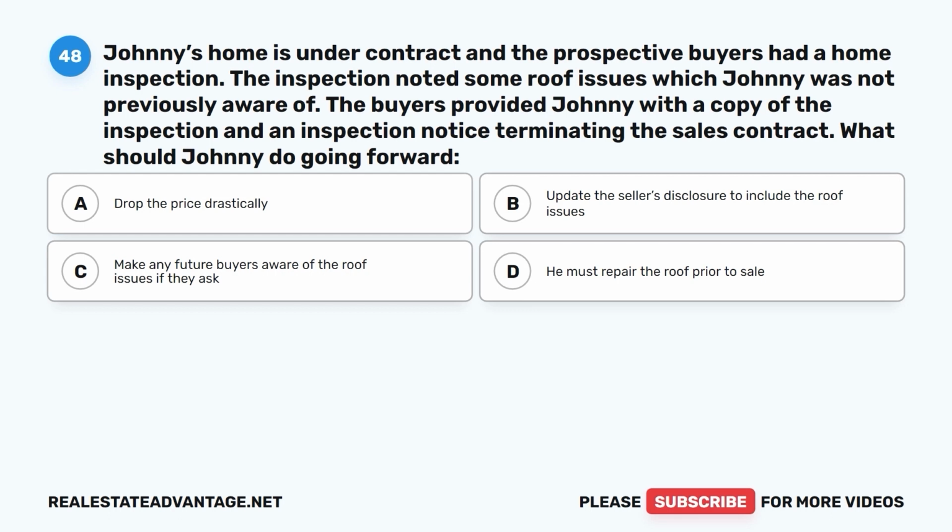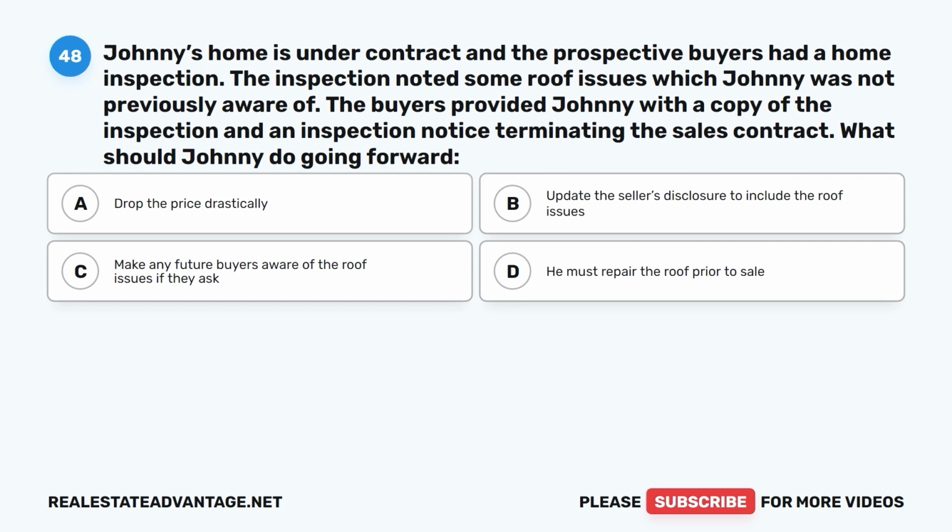Johnny's home is under contract and the prospective buyers had a home inspection. The inspection noted some roof issues which Johnny was not previously aware of. The buyers provided Johnny with a copy of the inspection and an inspection notice terminating the sales contract. What should Johnny do going forward?